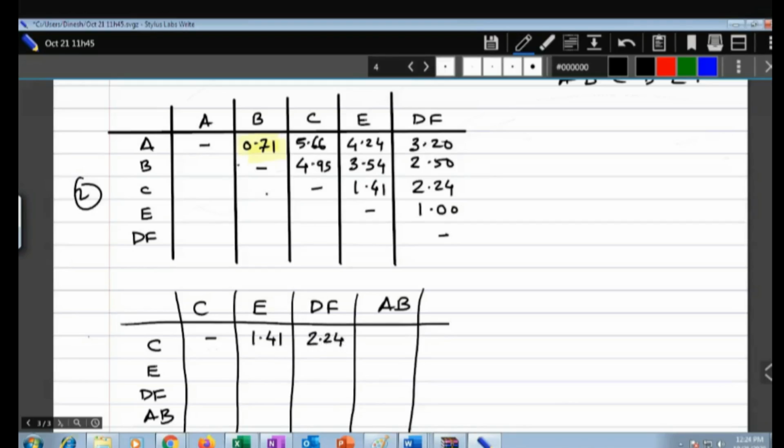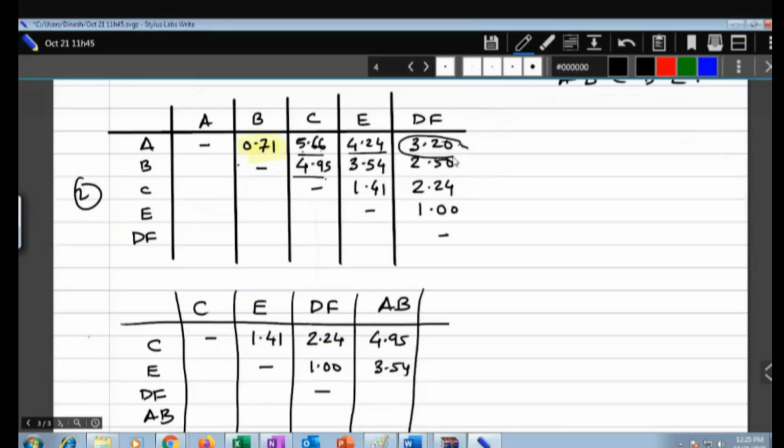Now C to AB. C to A is 5.66, C to B is 4.95. Which one is minimum? 4.95. I hope you can understand. Look at this value. Then E to E dash, E to DF is already there, it is 1.00. And E to AB: E to A is 4.24 and E to B is 3.54. Which one will you copy? 3.54.